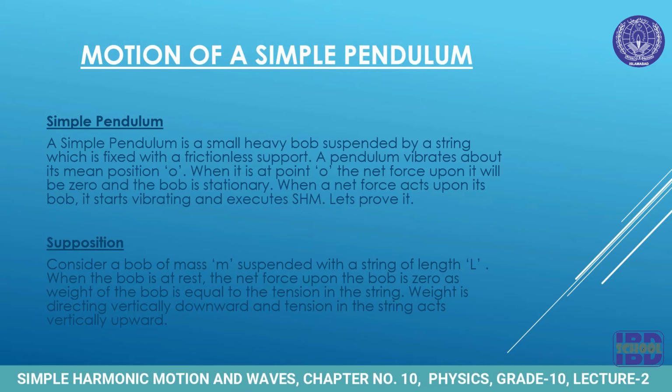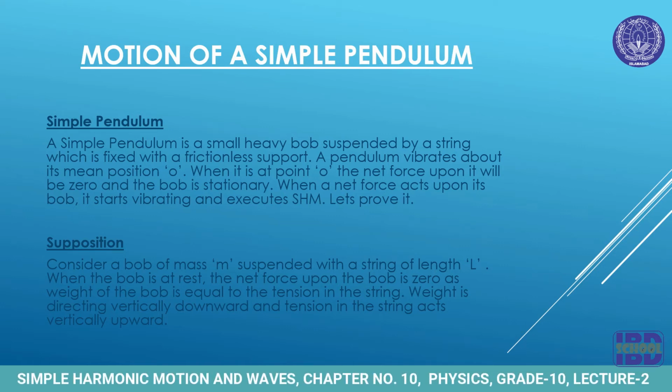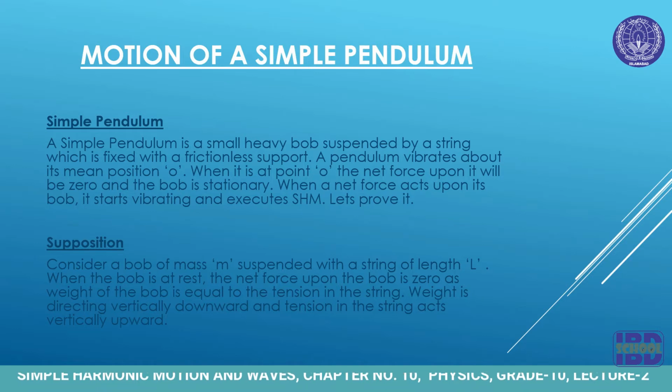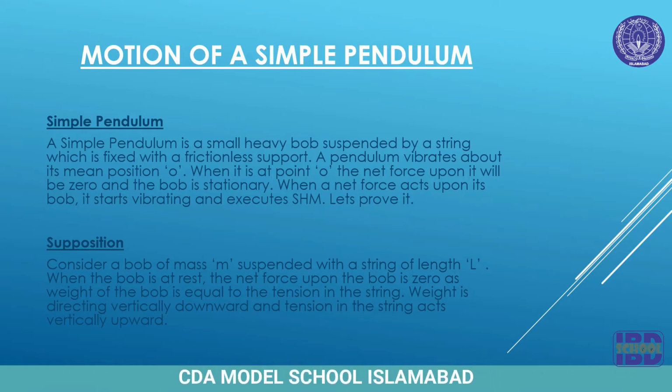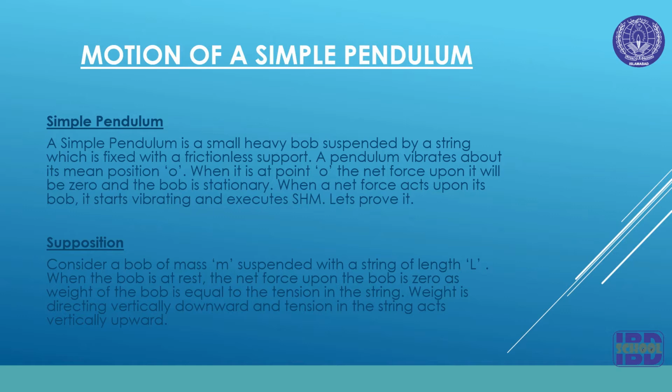Let's see the motion of a simple pendulum. First of all, we will see what a simple pendulum is. A simple pendulum is a small heavy bob suspended by a string which is fixed to a frictionless support. A pendulum vibrates about its mean position O. When it is at point O, the net force upon it will be 0 and the bob is stationary. When a net force acts upon its bob, it starts vibrating and executes simple harmonic motion.